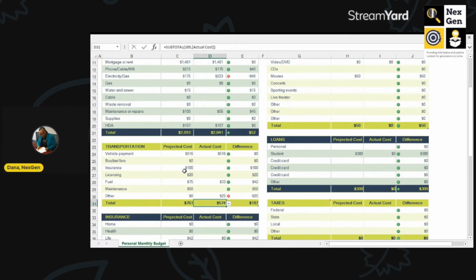She didn't have any insurance or any licensing or any maintenance in January. So the difference is a positive $187.